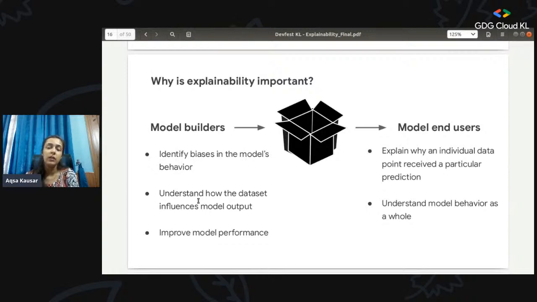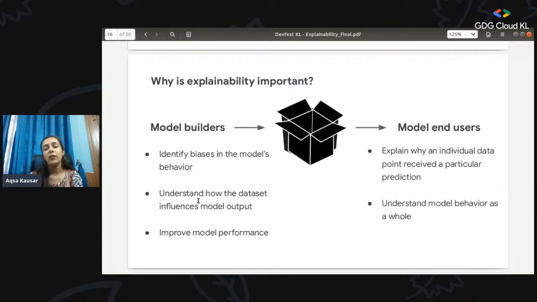Or is it completely unlearning from a certain region? Or is it being dominated by a certain region in the results that it's giving out? So explainability can be used to understand both your model behavior and your model output for specific data sets, right? And all of these different things combined would basically help you improve model performance, right?